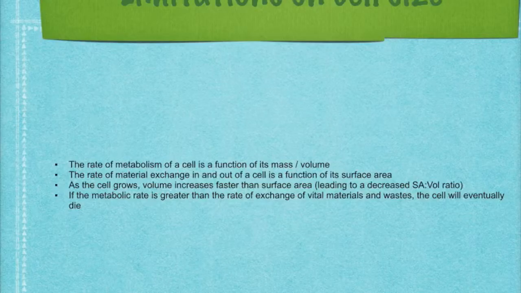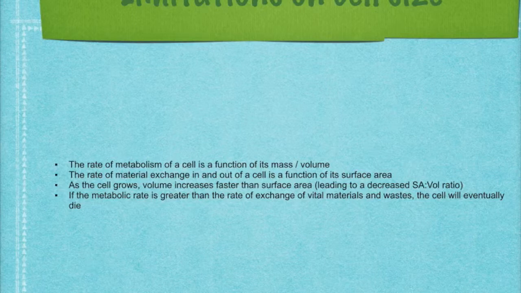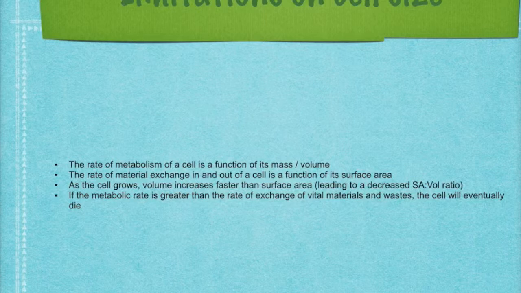The rate of material exchange in and out of a cell is a function of its surface area. As the cell grows, volume increases faster than surface area, leading to a decreased surface area to volume ratio. And if the metabolic rate is greater than the rate of exchange of vital materials and wastes, the cell will eventually die. So we all know that surface area to volume ratio is important in the limitation of cell size, and I'm going to show an example of why and how it can be calculated.